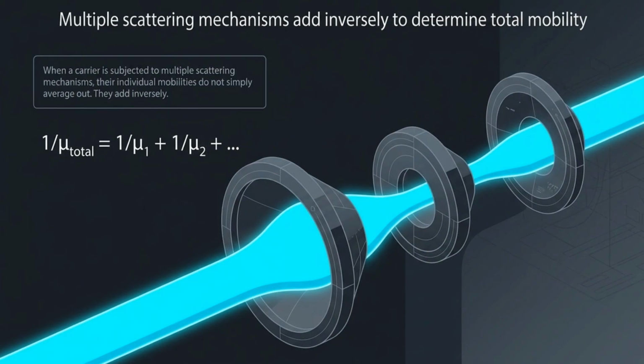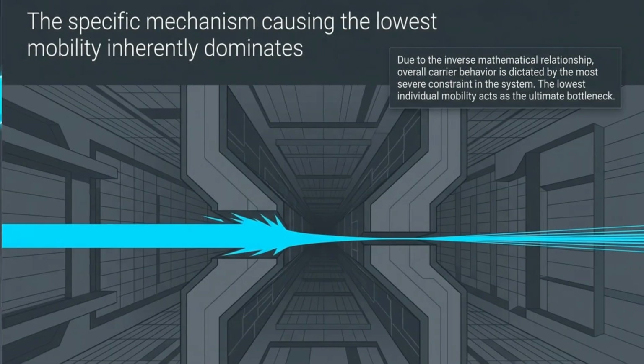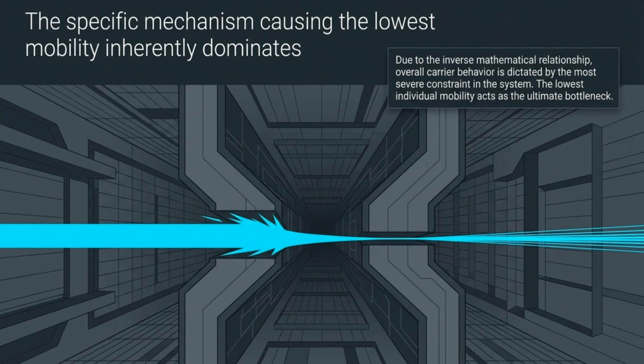When a carrier is subjected to multiple scattering mechanisms, their individual mobilities do not simply average out. They add inversely, as shown by the formula, to determine total mobility. Due to the inverse mathematical relationship, the overall carrier behavior is dictated by the most severe constraint in the system. The lowest individual mobility acts as the ultimate bottleneck.